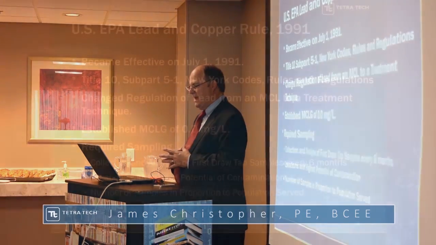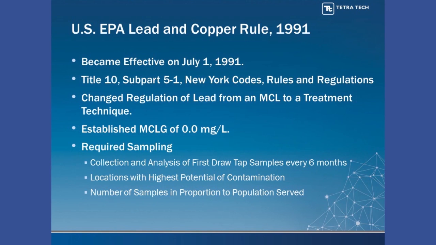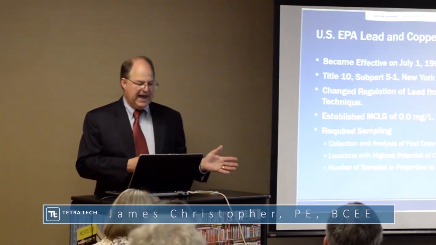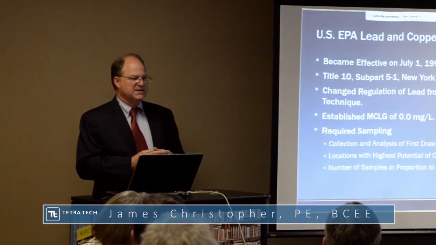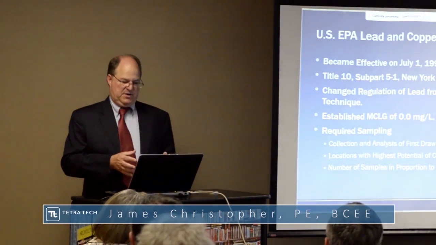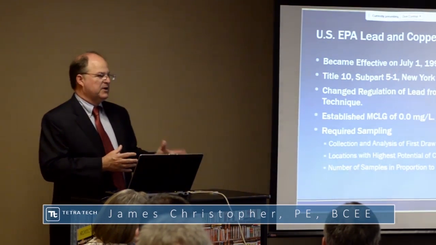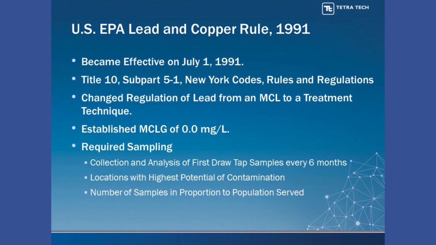So the lead and copper rule became effective on July 1st of 1991. All the provisions of the federal lead and copper rule have been incorporated into the New York Code in Title 10, subpart 5-1. As I mentioned earlier, the regulation was significant in that it changed the compliance point from the point of entry after the treatment plant into the distribution system to basically the customer's tap. It established an MCLG, which is a maximum contaminant level goal, for lead of 0. So that's the goal we're trying to get to. It requires sampling of first draw tap samples from individual customers and businesses every 6 months. And there's some other provisions we're going to get into.